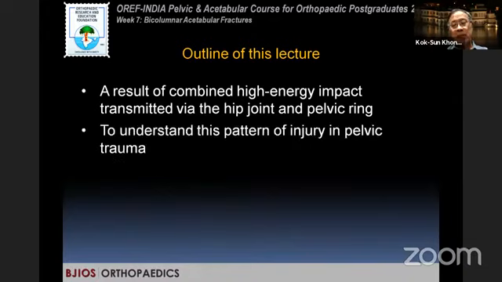AO-OTA classification. So this is a type C, complete articular both column fracture. You have the high iliac, which is the C1. The fracture goes through the iliac crest. And the subtype, if they are just in three parts like this, is C1.1. C1.2 will have an anterior column fracture. C1.3 will have an anterior and a posterior column fracture. So this is multi-fragmentary, involving the joint.